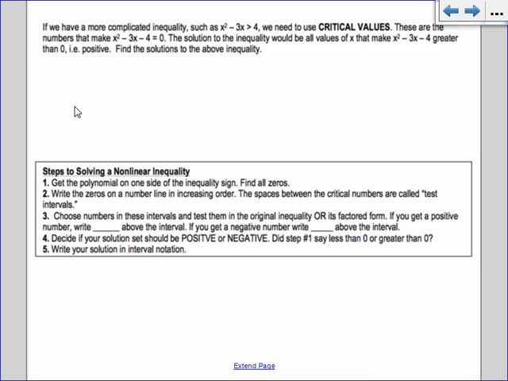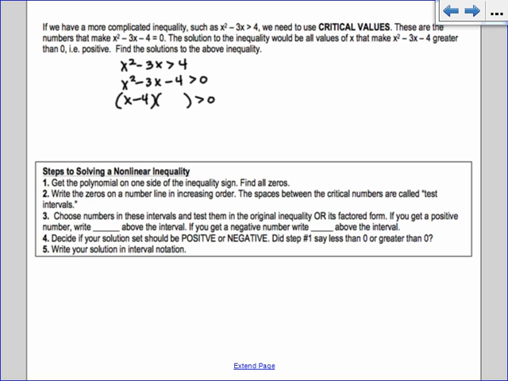All right, so we're going to get a little bit harder. So this is kind of level 2. If we have a more complicated inequality, such as x squared minus 3x is greater than 4, then we actually need to use something called critical values. These are the numbers that make x squared minus 3x minus 4 equal to 0. So we start out with x squared minus 3x is greater than 4, and we subtract over the 4, and we factor.